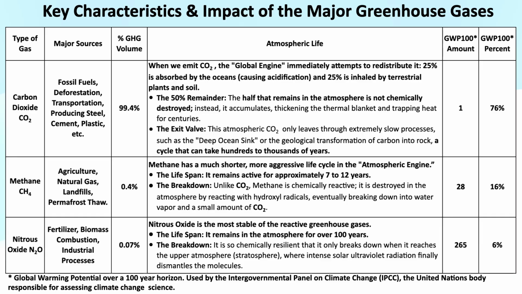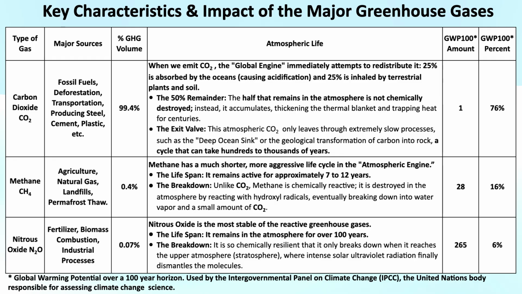That's the second row down. So carbon dioxide, where does it come from? It comes from fossil fuels, deforestation, transportation, producing things like steel, plastic, cement, etc. From a volume perspective, it represents 99.4% of the greenhouse gases, almost all, okay?